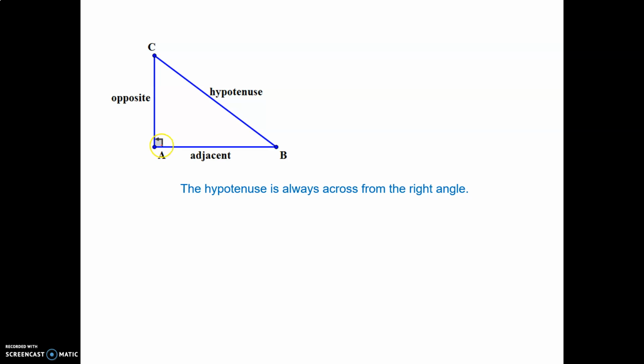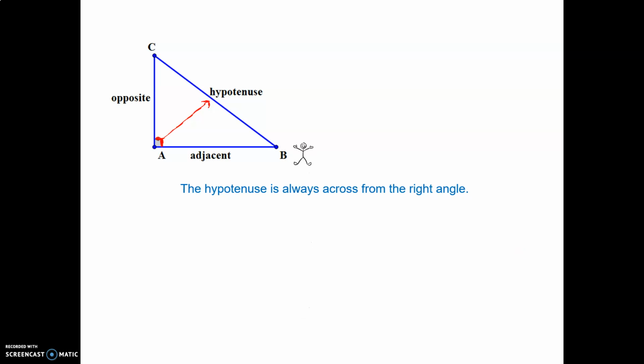So we talked about this in class. So here's the right angle. That is like an arrowhead pointing to this side, which is the hypotenuse. So that side never changes its name. It's always the hypotenuse.